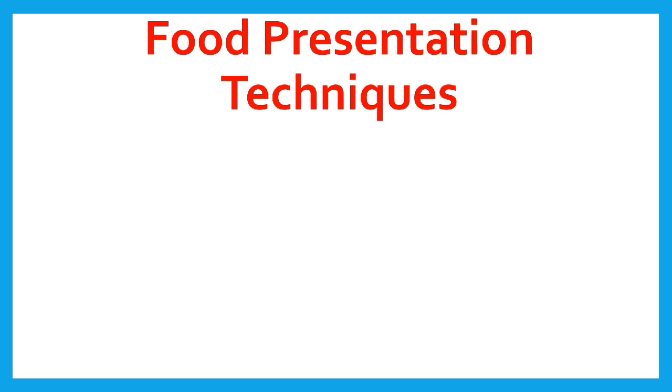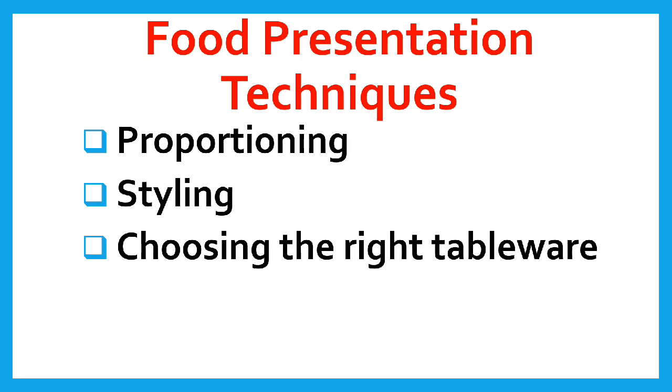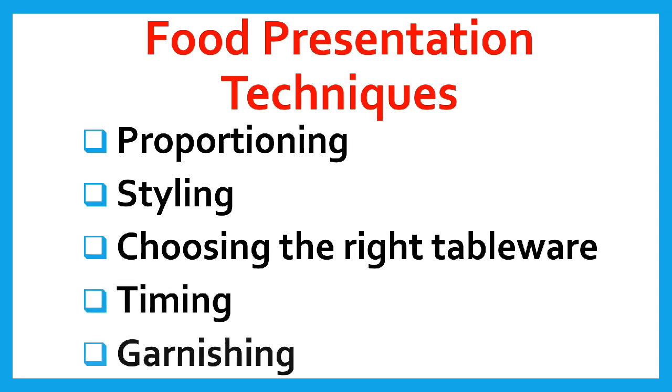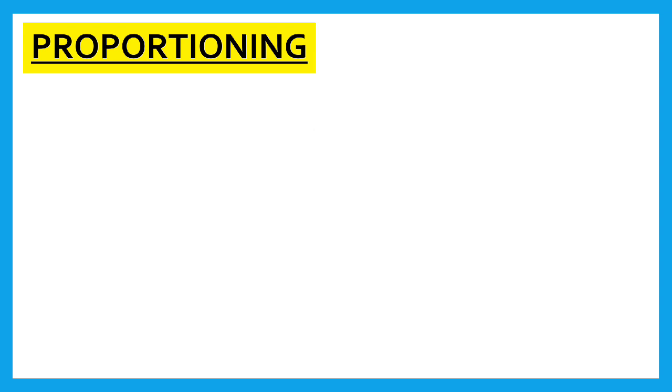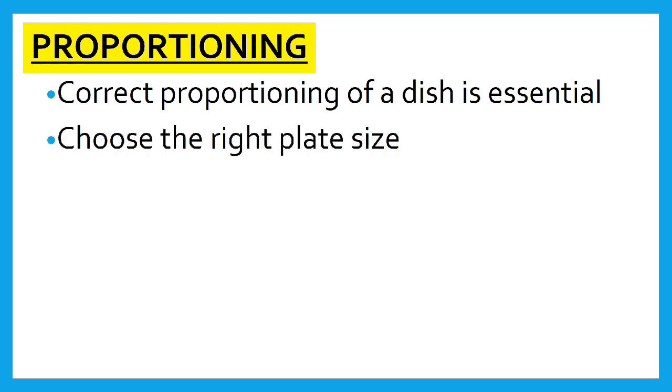What are the food presentation techniques? Proportioning, styling, choosing the right tableware, timing, and garnishing. Proportioning. Correct proportion of a dish is essential not only to its attractiveness but also plays an integral role in controlling the costs. The portion of each ingredient should be pre-decided and maintained while plating. Choose the right plate size. The plate or bowl size should match the portion or quantity of food served.